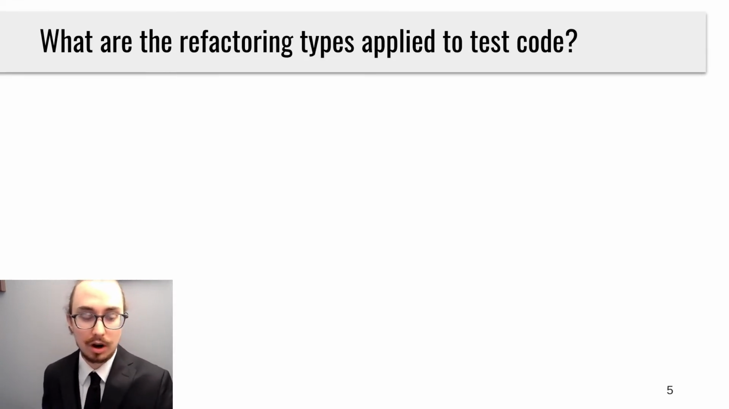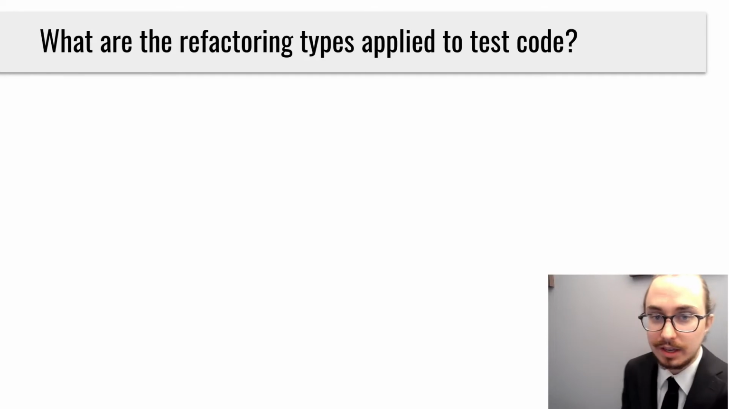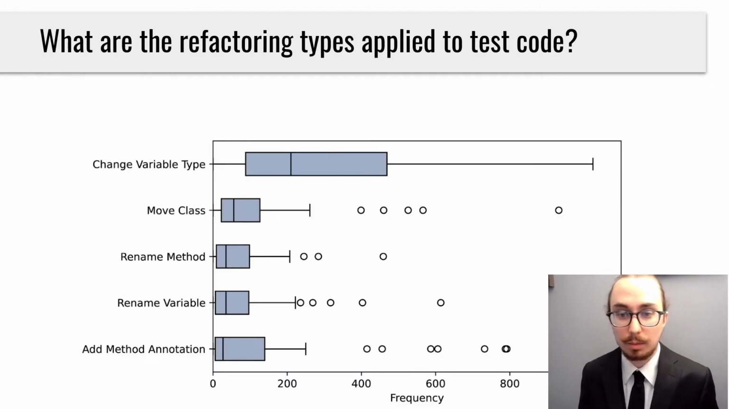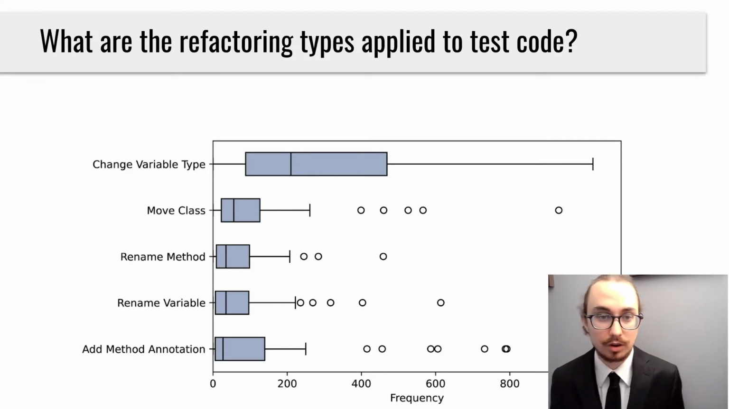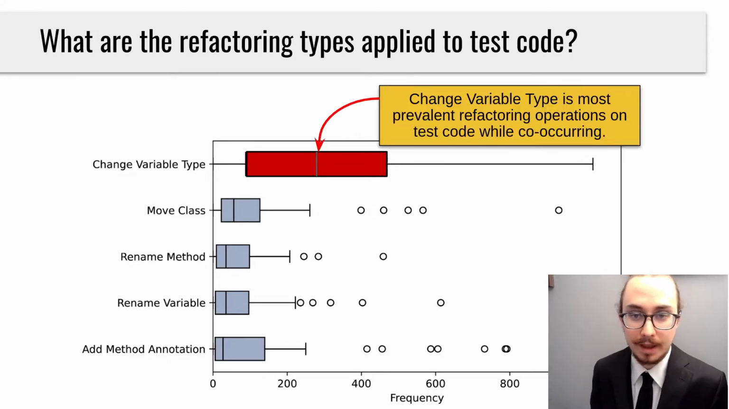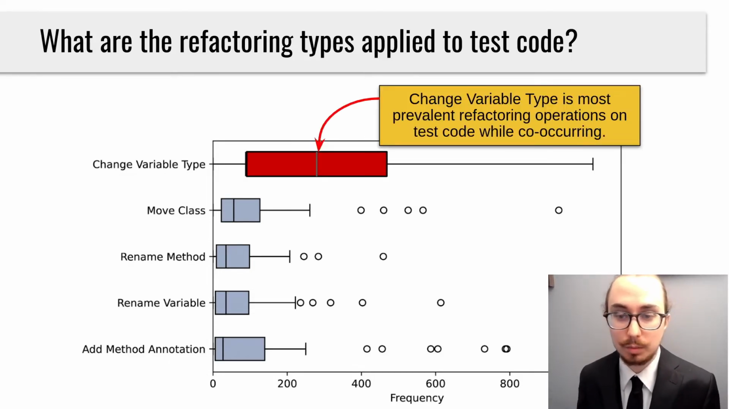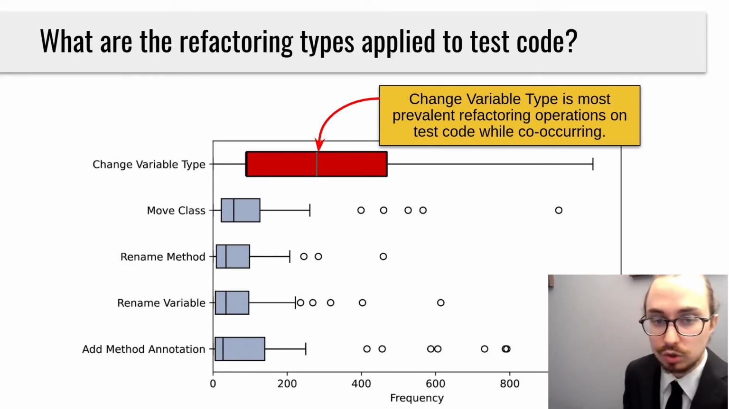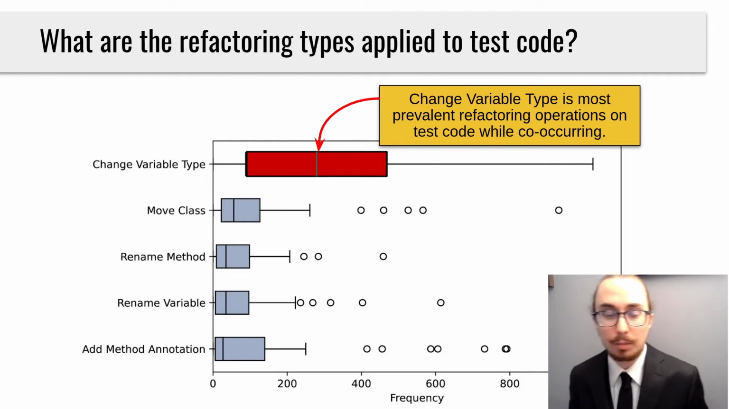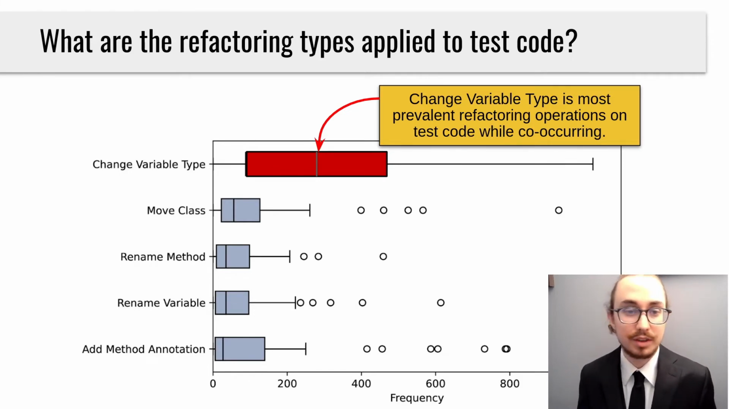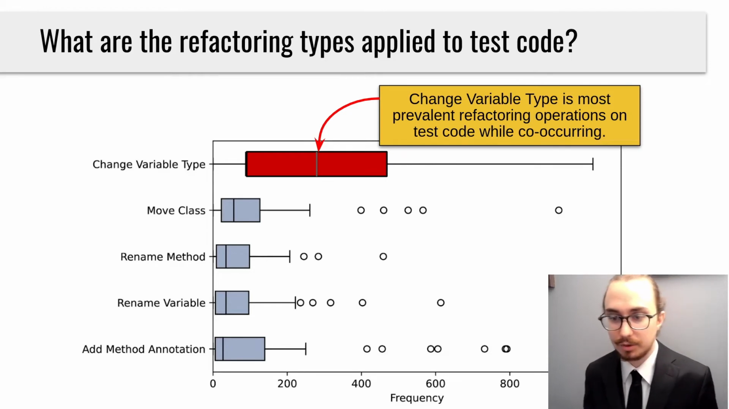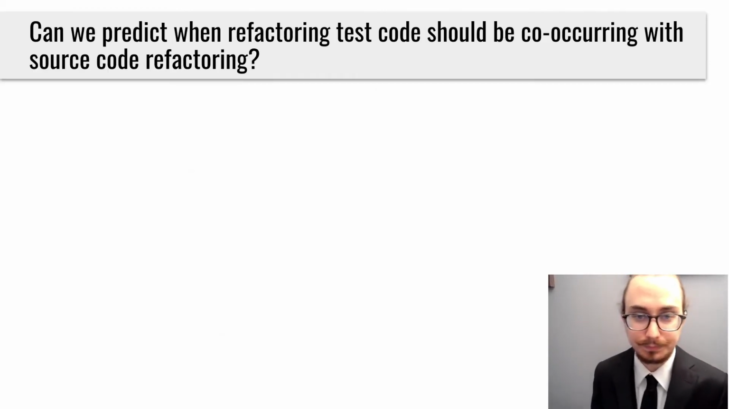So what are our results? We see that these are the 5 main types of refactoring operations that you would apply to test code during co-occurrence. And the most prevalent by far is the change variable type. So what does this figure imply? It implies that when you refactor source code, the most likely operations you're going to need to do are the change variable type, or move class, or rename method, or the other two that you see in this figure.